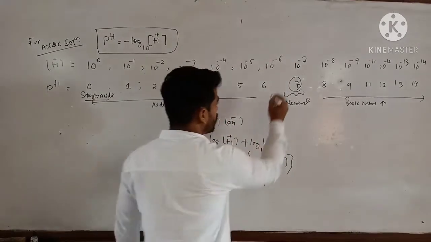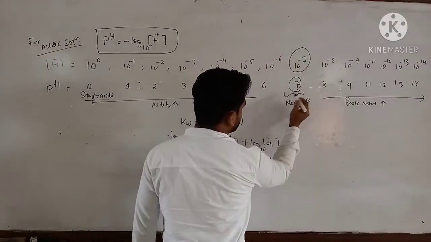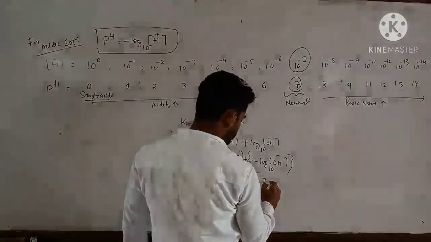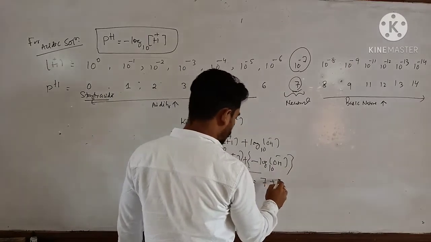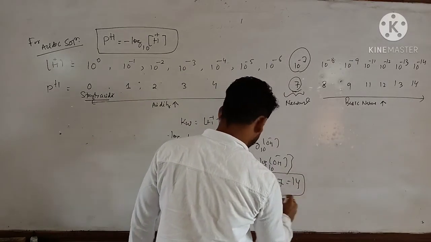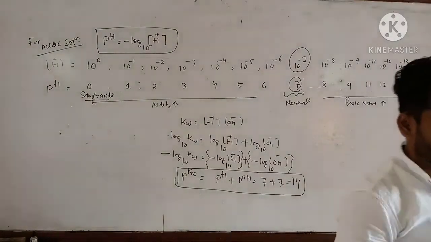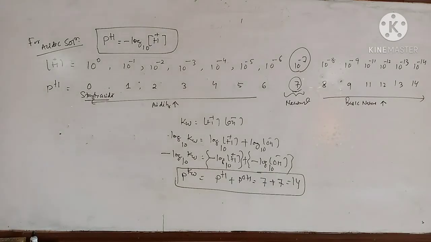in case of pure water the concentration of H plus ion is 10 to the power minus 7, which means pH is 7, and pOH also will be 7, that will be equal to 14. So pKw, that is pH plus pOH, becomes equal to 14. That clear?